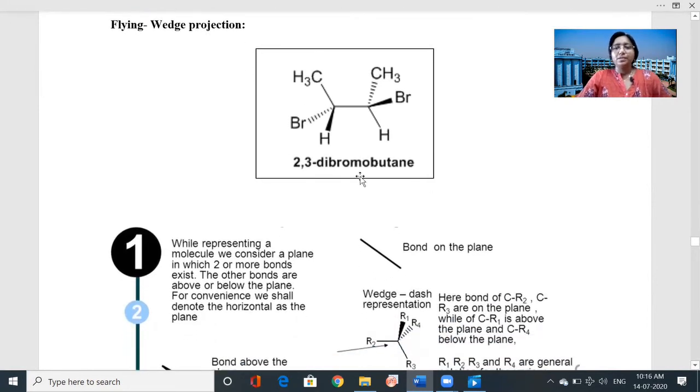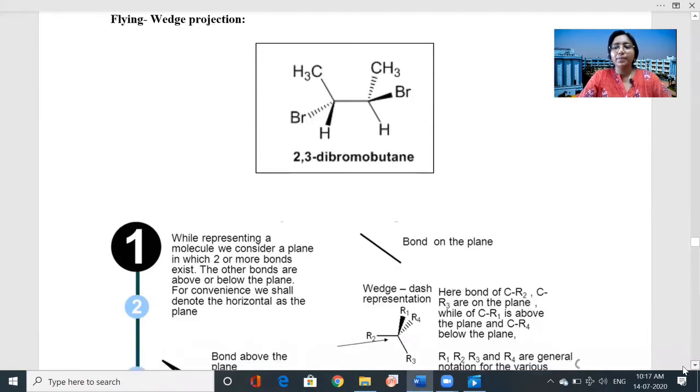So you can observe there are 3 types of bonding. I have already told you before, this one is the solid line, that is the wedge, and that is the dashed line. So these 3 you are getting here.